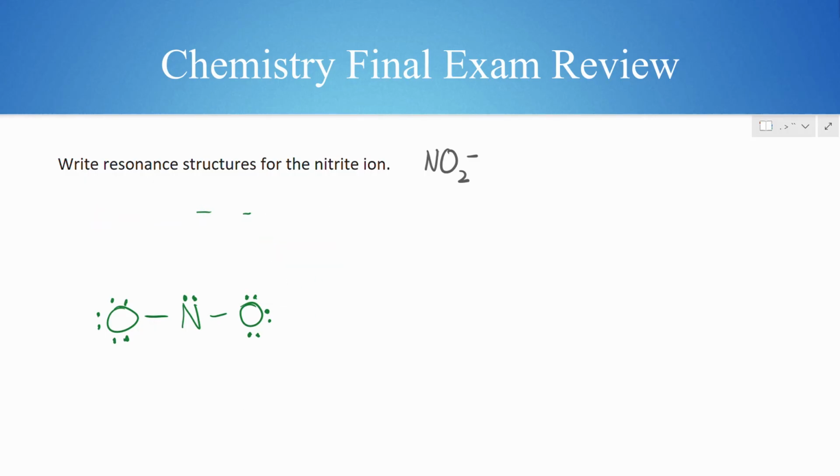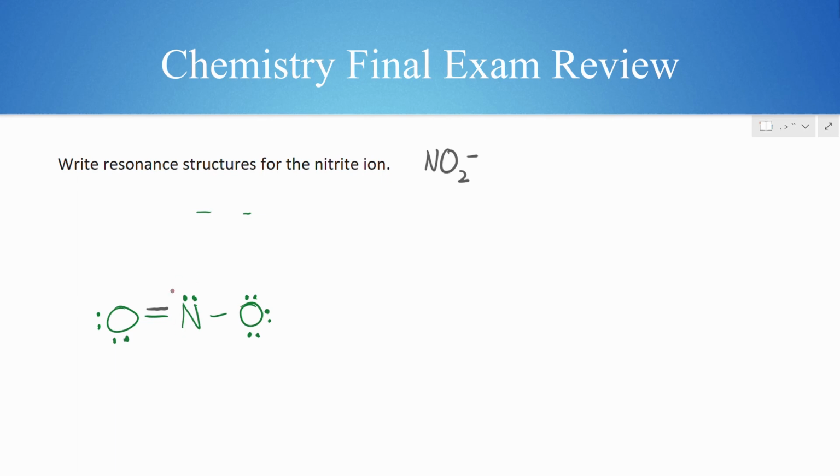So these oxygens are fine, they have their 3 lone pairs and 1 bond. But this nitrogen only has 6, because it has 2 bonds and 1 lone pair. So we need to make a double bond. Let's do the one on the left. So these electrons are going to go in transfer, making a double bond, now shared between the 2 atoms. Right, and then that completes the octet for nitrogen.